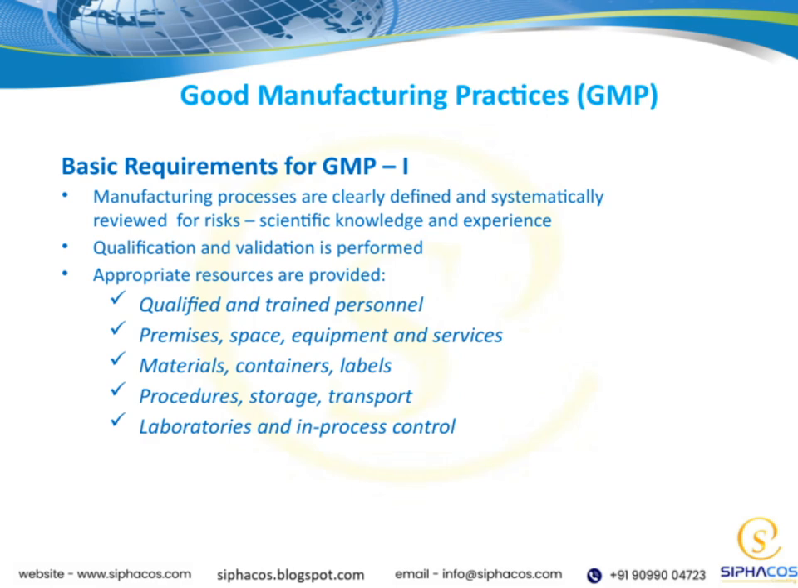Laboratories and in-process controls play a vital role in monitoring quality at various stages of production. This comprehensive approach ensures that every aspect of manufacturing aligns with GMP standards. All of these elements come together under the umbrella of good manufacturing practices, which are designed to ensure the safety, quality, and efficacy of the products we produce, ultimately protecting the end user.